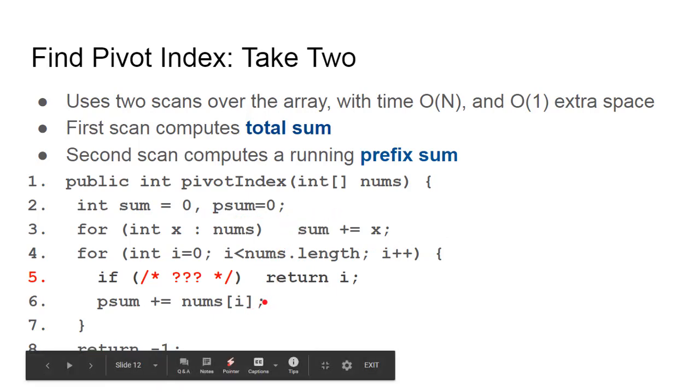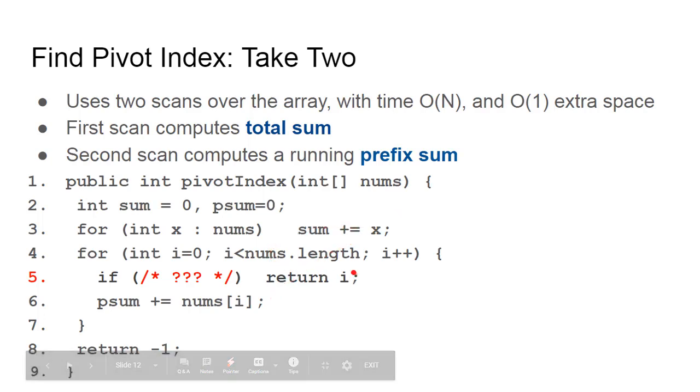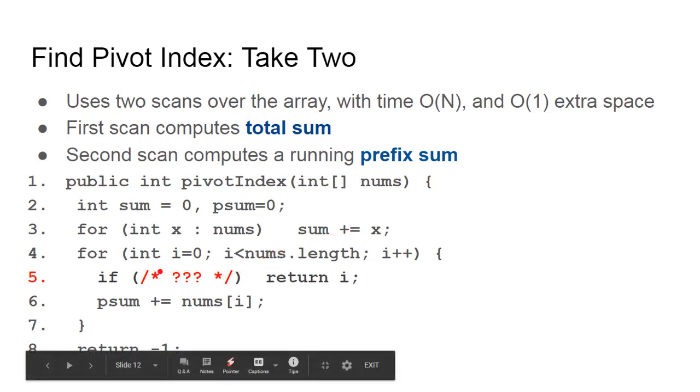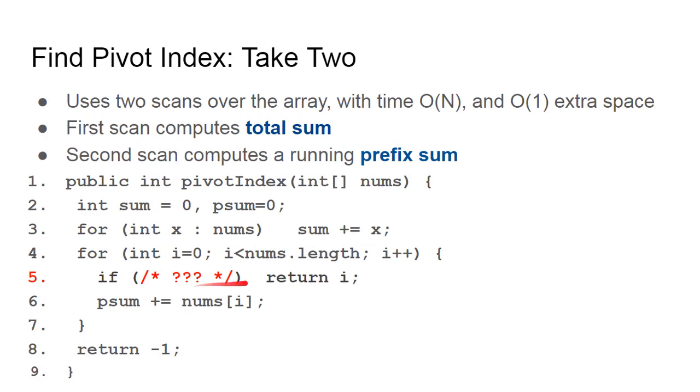As you can see, it keeps adding a new element. So at line 5, the prefix sum will be the sum of all elements with index less than i. From that and the total sum, we have sufficient information to tell whether i is a pivot index or not. So think about what code should go in here, on line 5, in order to make the code correct.